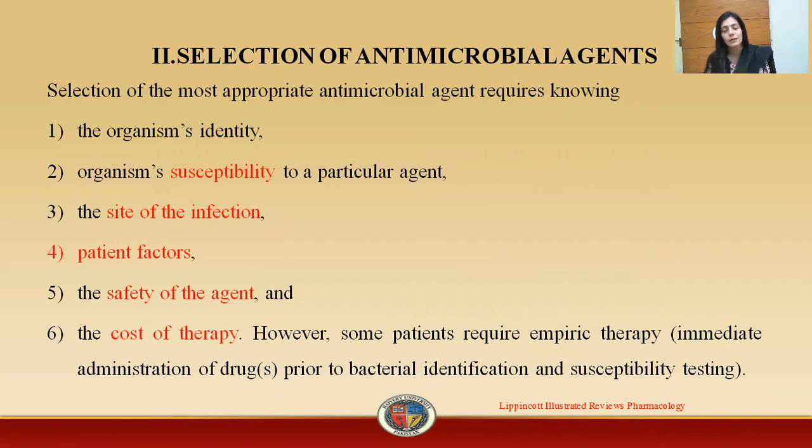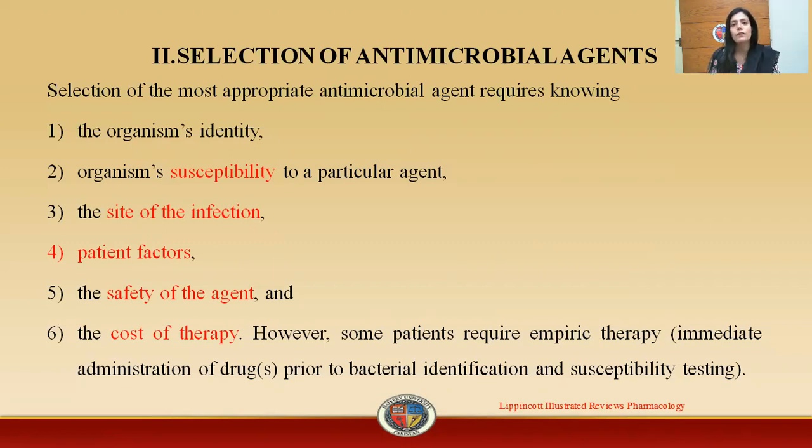When you are going to select an antimicrobial agent against a particular disease, you must select it according to the organism that has targeted you. So selection of an antimicrobial agent will depend on the organism's susceptibility and the site of the infection. For example, if you are suffering from gram-negative bacteria, you have to select an antimicrobial agent that is also active against gram-negative. So in case of gram-negative infection, you can't give a gram-positive antimicrobial agent to the patient.